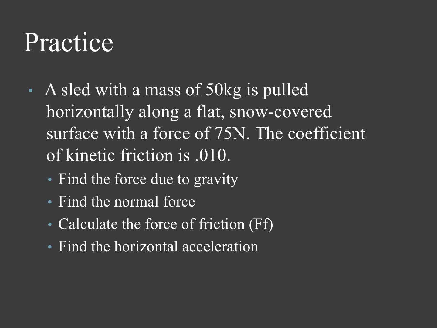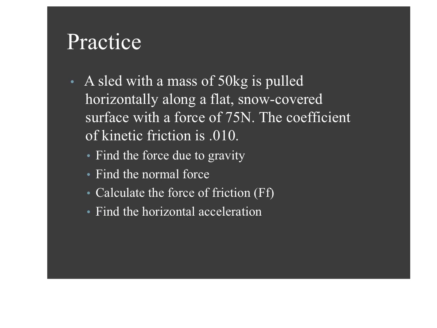Okay, these problems have a few different ways we've got to work through them, because it could be a 2D problem, it could be regular, whatever. But let's just work through it. Says a sled with a mass of 50 kilograms is pulled horizontally along a flat snow-covered surface with a force of 75 newtons. The coefficient of friction is 0.010. And so here for these problems, I kind of walk you through what I think the step-by-step is, but our overall goal is to find the horizontal acceleration. I walk you through what maybe the process should be, but you can get to your final answer a lot of different ways.